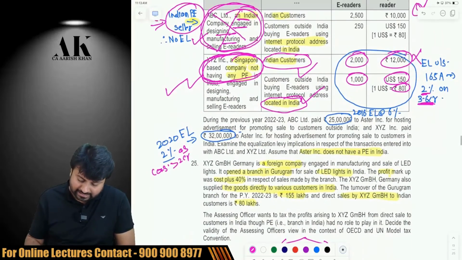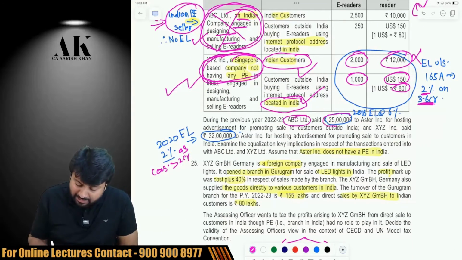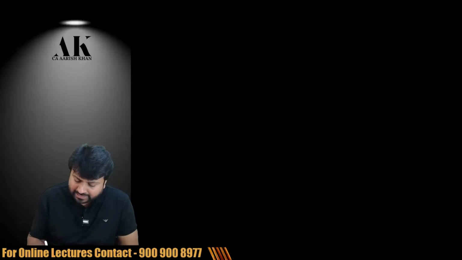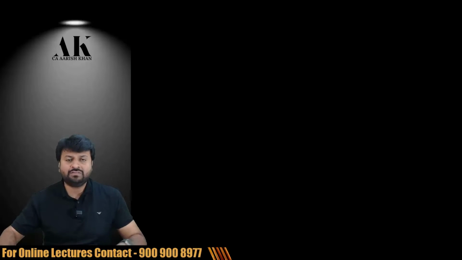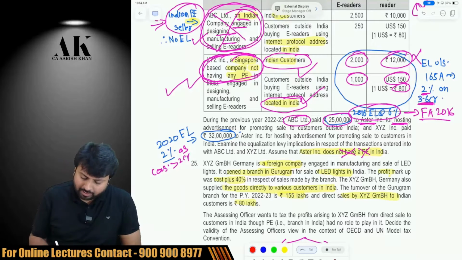Next case, ABC Limited is an Indian company, and if ABC Limited is making a payment of 25 lakhs to Aster Inc., which does not have a PE in India, for advertisement, then the 2016 equalization levy will apply over here. That is 6% equalization levy on 25 lakhs. Okay, now what about the next one?